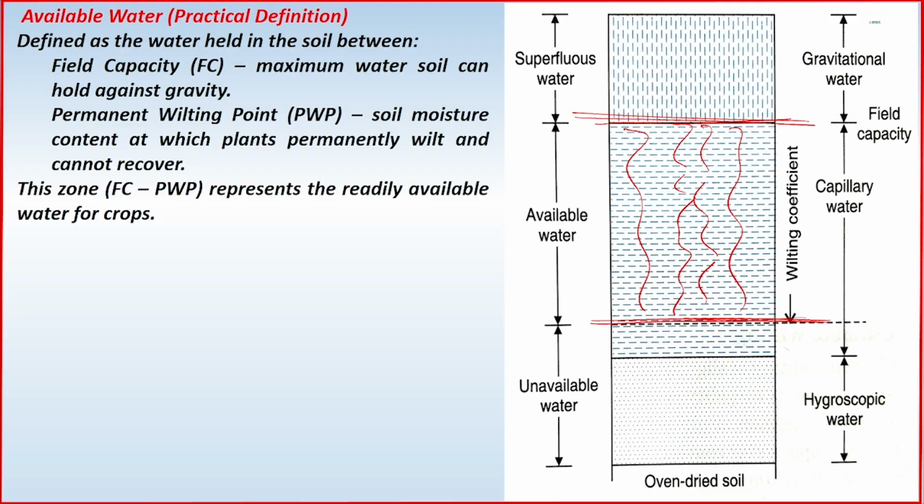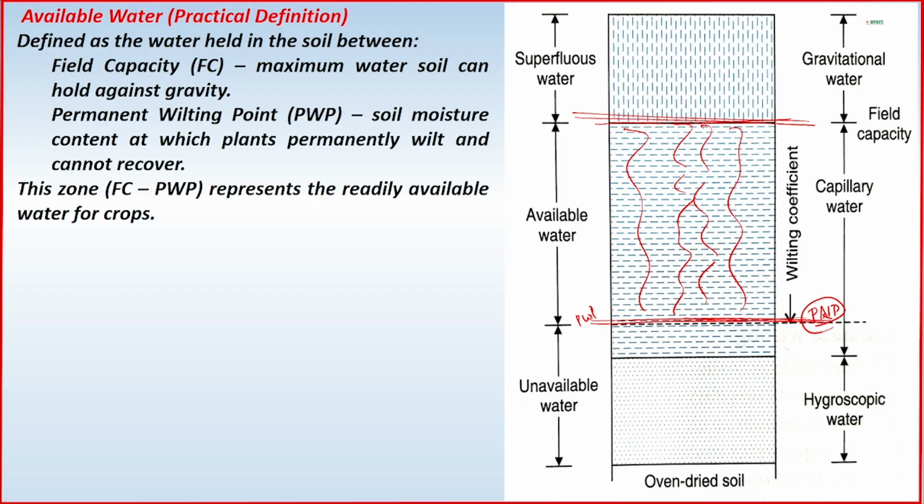So the upper limit of this capillary water is nothing but the field capacity. That means the maximum moisture the soil can hold because of capillary action. So that is the first thing. And what is the lower limit? That is what we call the wilting point. This is what we call the permanent wilting point, PWP. PWP is the bottom range.